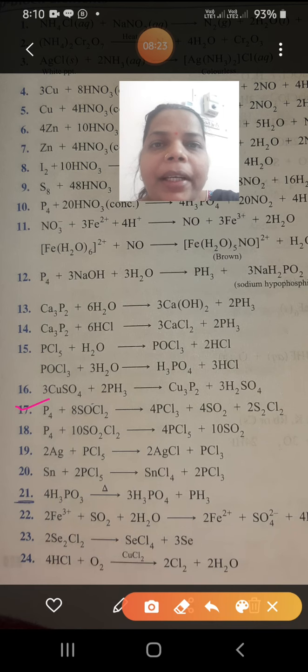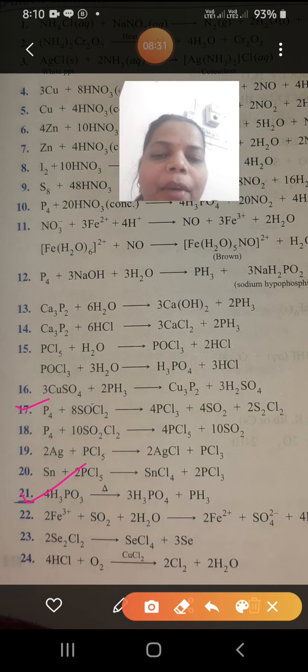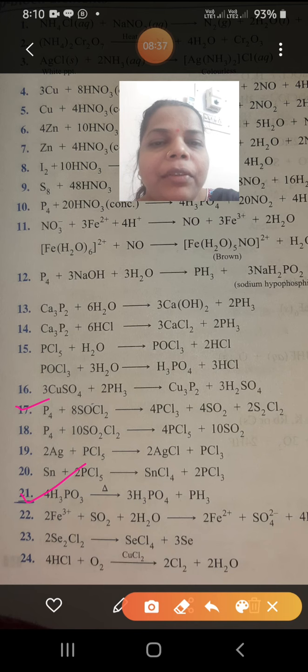Question number 21 is a most important reaction. Can you guess what type of reaction this is? When H3PO3 is heated, it gives H3PO4 plus PH3. This equation we have already discussed in the NCERT questions. What happens when H3PO3 is heated? The answer is, when H3PO3 is heated, it undergoes a disproportionation reaction. Here you can see that phosphorus has 3 different oxidation states. So this is the perfect example of a disproportionation reaction. So this is also very important.